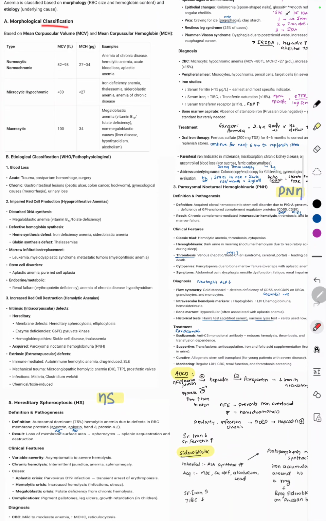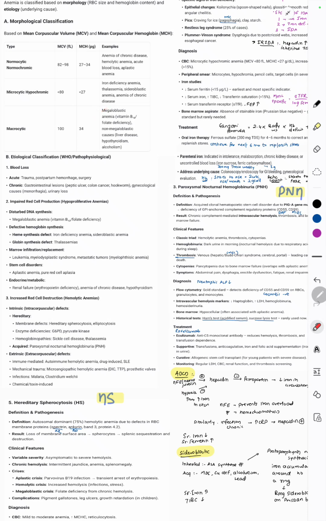Now, classification of the anemia. The first is the morphological classification. In that, the first is the normocytic normochromic anemia. This happens in case of acute blood loss or hemolytic anemia or aplastic anemia. Then microcytic hypochromic anemia, the mnemonic is TICS, so it stands for sideroblastic anemia, iron deficiency anemia, thalassemia, and anemia of chronic disease. Macrocytic anemia happens in megaloblastic and non-megaloblastic anemia.